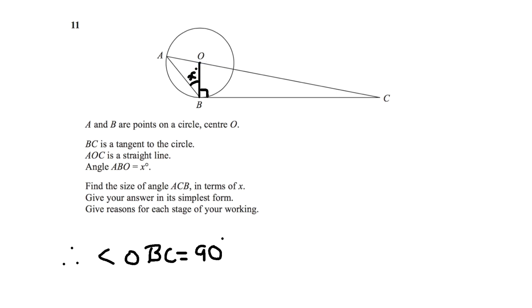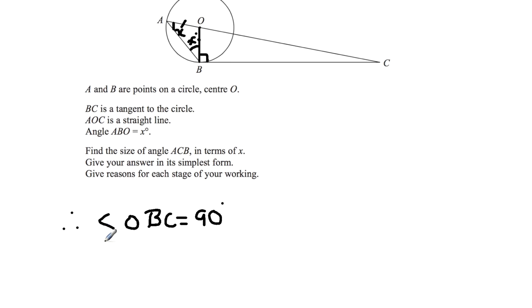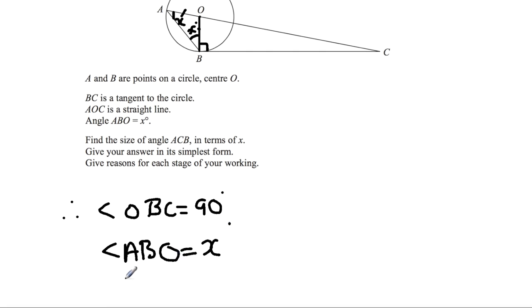Now let's look closely at this triangle, ABO. It forms an isosceles triangle as they have the same radius. So this length is equal to this length. Therefore, angle BAO is equal to x degrees. So what we have so far is angle ABO is equal to x degrees, and also angle BAO is also equal to x degrees.